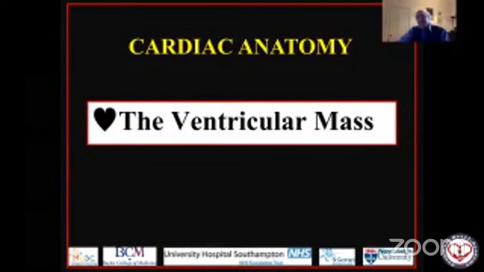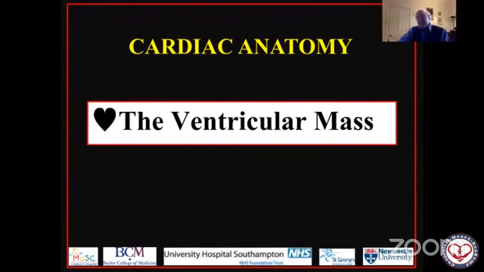I had hoped that we would complete our approach to normal anatomy with this particular session, but it transpires that there is much more to say about the ventricular mass than we can achieve in one session. So the first two sessions in January of 2022 will be devoted to the ventricular inlets first, and then to the ventricular outlets. So today, we're going to look at the overall arrangement of the ventricular mass.